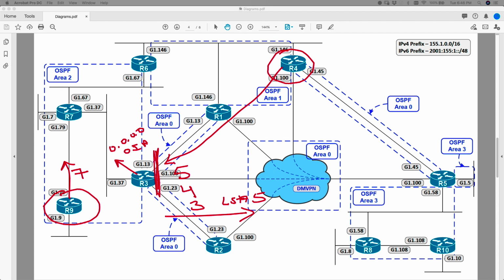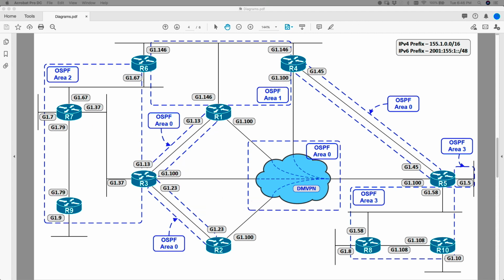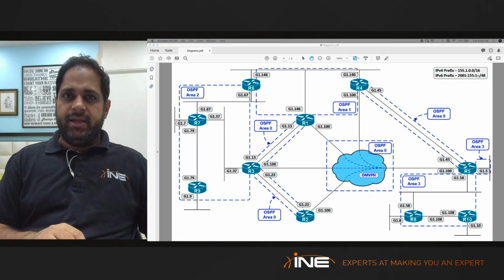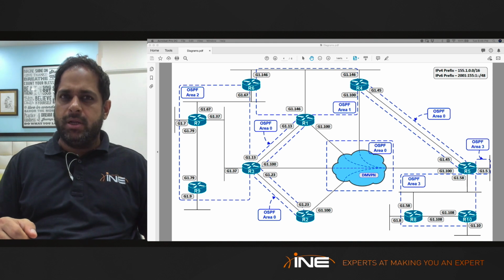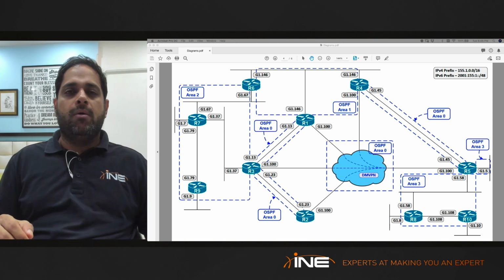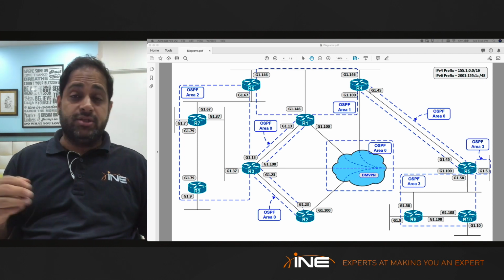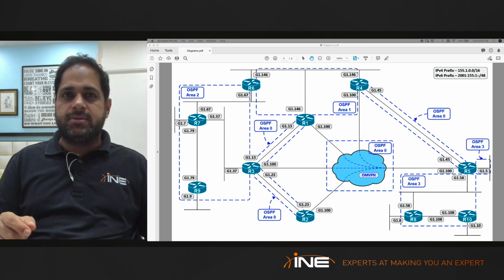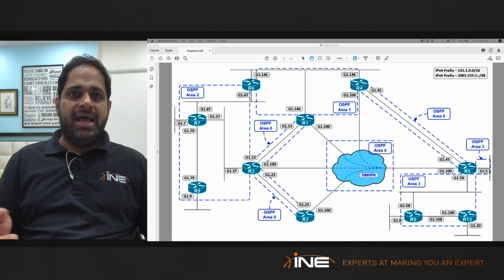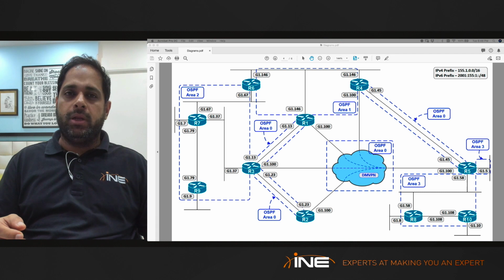So you see, configuring stubby areas or not so stubby areas, or even totally stub or totally not so stubby, is pretty straightforward. It's just one command, area ID stub, or area ID NSSA, or you add the keyword no-summary on the ABR, and that makes it totally stub or totally not so stubby.